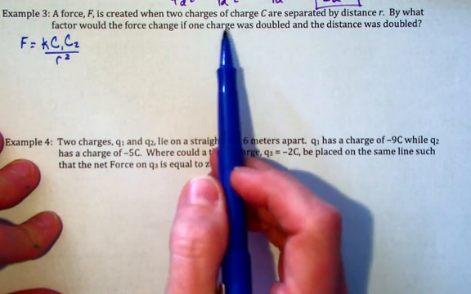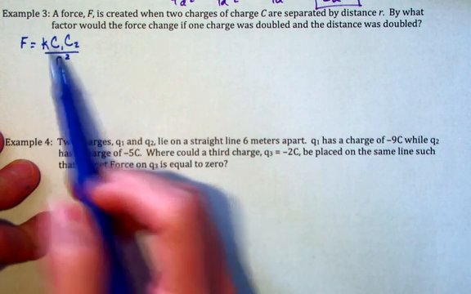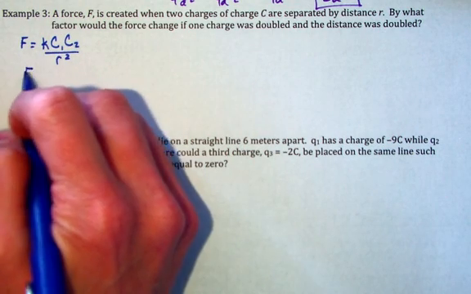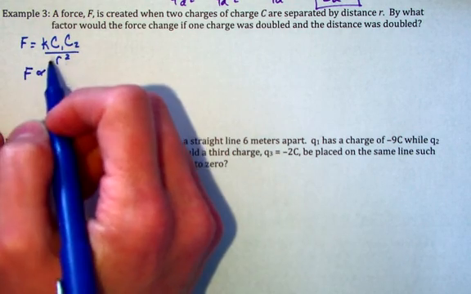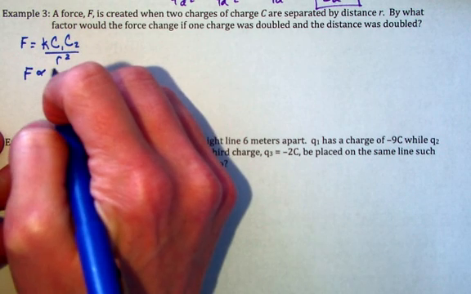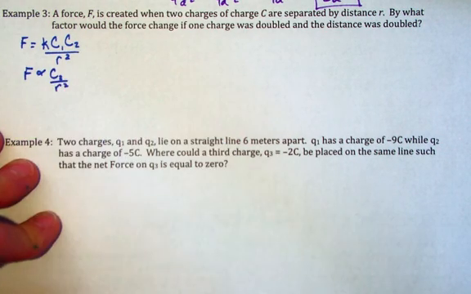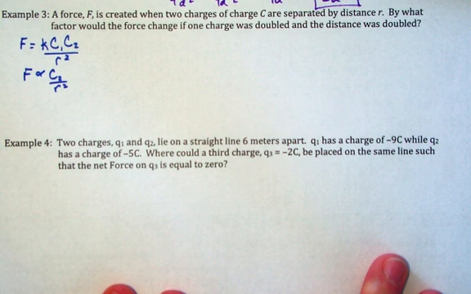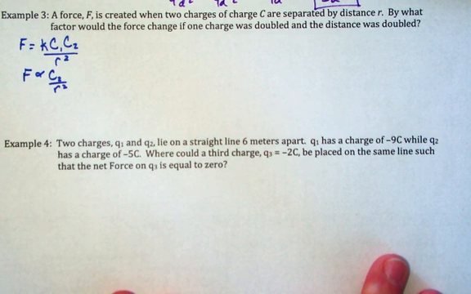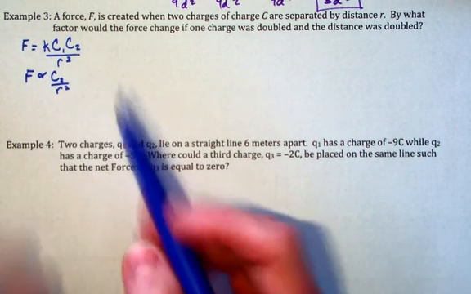So if I'm doubling only one of the charges and I'm doubling the distance, what two variables are constant here? K and one of the charge values. So that means I'm only going to have C2 and r squared that are going to actually impact my new force. So my new force is going to be proportional to C squared over r squared.